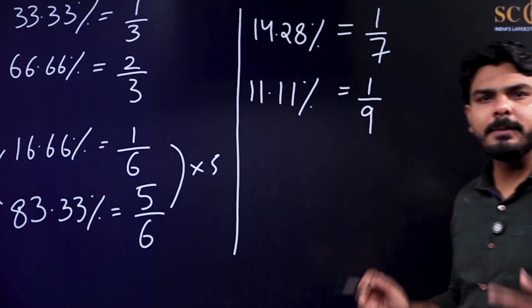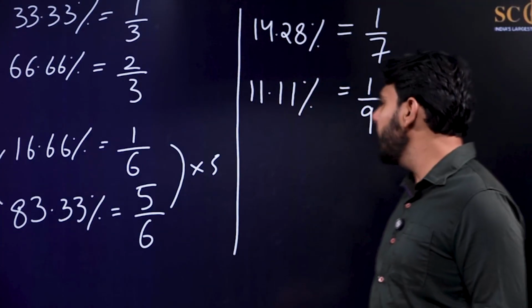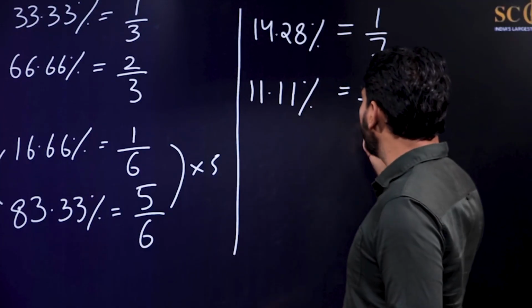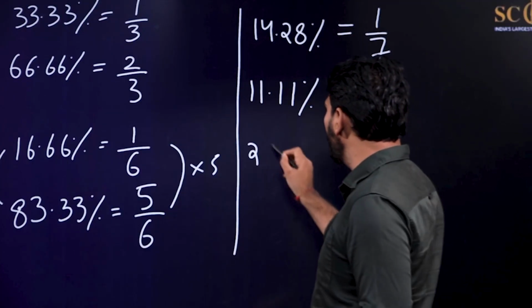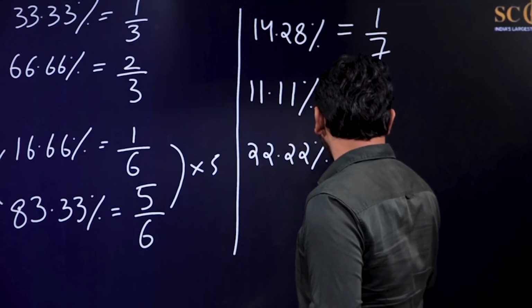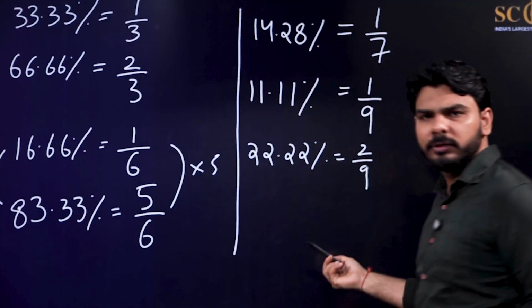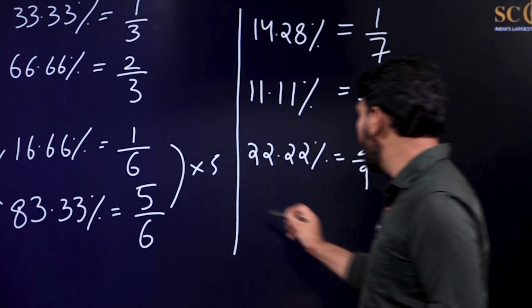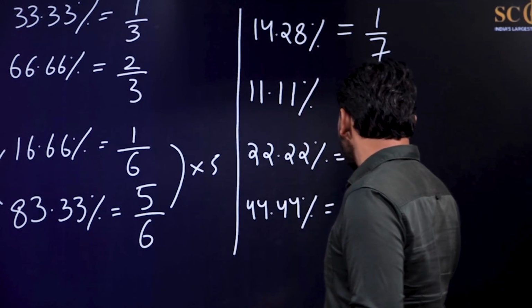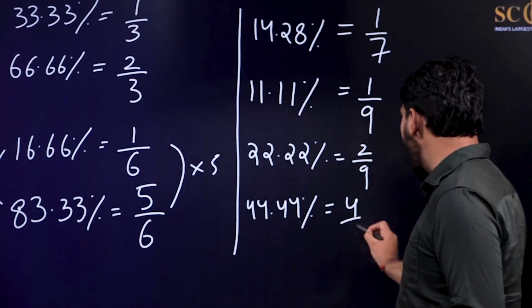11.11%. Now there is a simple trick. What is the trick? If you want to know the value of 2 by 9, what will you do? You will just multiply 2 on both the sides. You will get 22.22%. Isn't it? It is 2 by 9. 3 by 9 you already know, 33.33%, 1 by 3. What is 44.44%? Yes, it is 4 by 9.